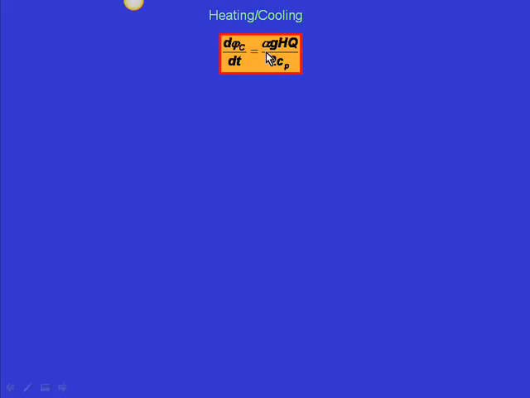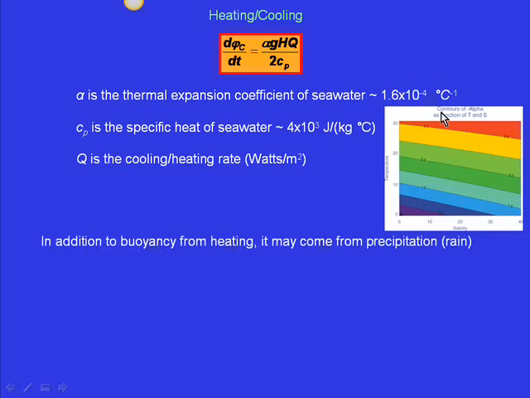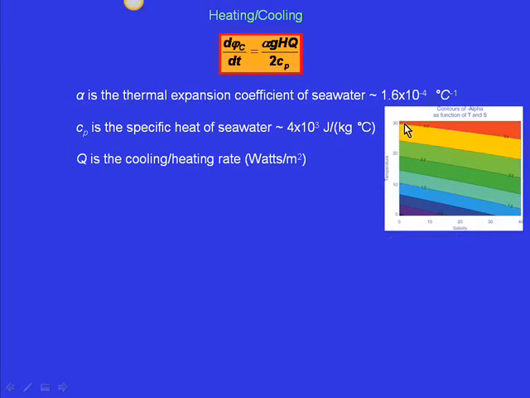In this, does anybody know what alpha is? The thermal expansion coefficient, right? g is gravity, h is depth, and Cp is the specific heat of seawater. The thermal expansion coefficient depends on temperature and salinity. People tend to use typically that value, 1.6 times 10 to the minus 4. But notice where that falls: 1.6 falls in this range of salinities and temperatures.